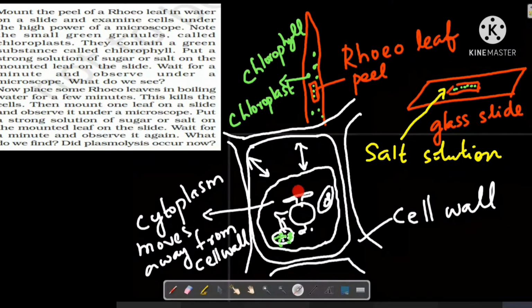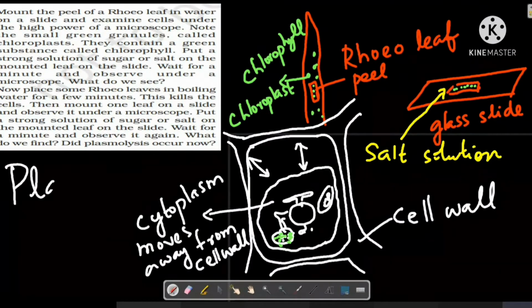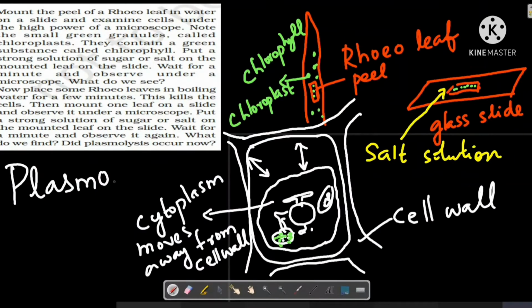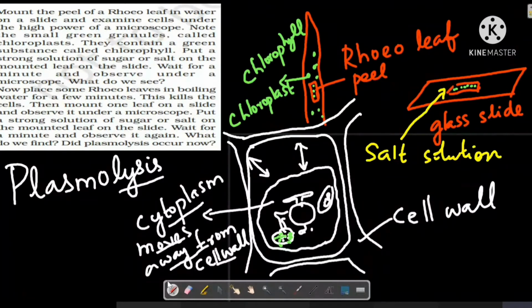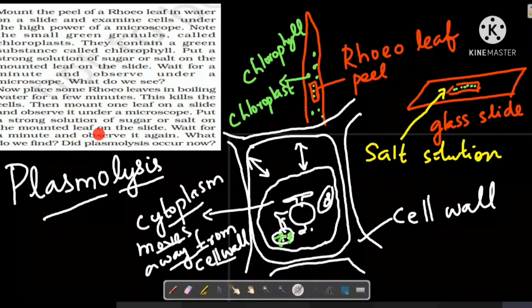The cytoplasm started to move away from the cell wall, but the cell wall is in the same position because it's a plant cell. This phenomenon is called plasmolysis. Plasmo means cytoplasm. Plasmolysis means the cytoplasm is separating from the cell wall when you put the leaf into salt solution. This is called plasmolysis. So this is what happens when you put the Rio leaf inside highly concentrated salt solution.